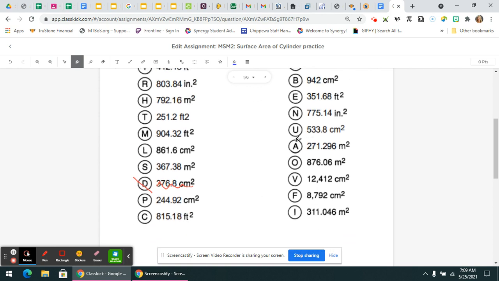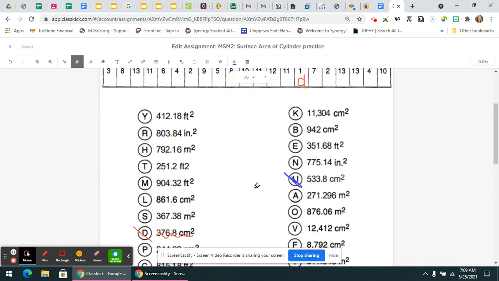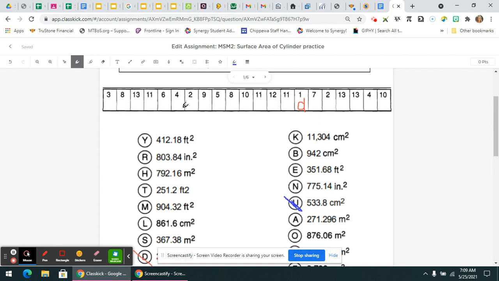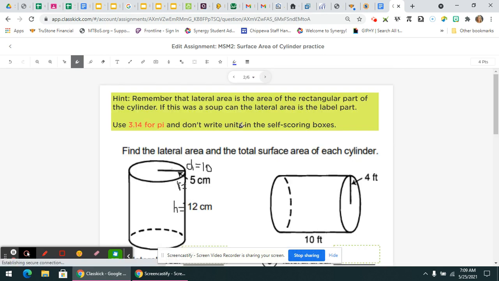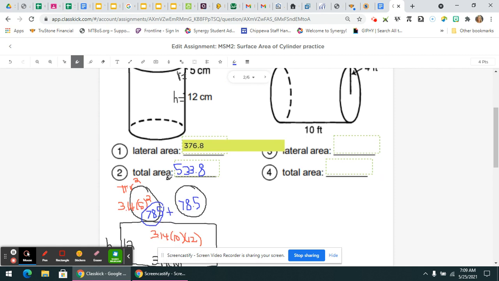533.8. Here it is, U. So U will be in all the number 2s. So I'm looking for number 2. Oh, so here's a U. Looking for number 2. Here's a U. I think those are all the number 2s. Okay, so I've just completed question 1 and 2. I did the lateral area and the total area. So now I would move on to my next question.